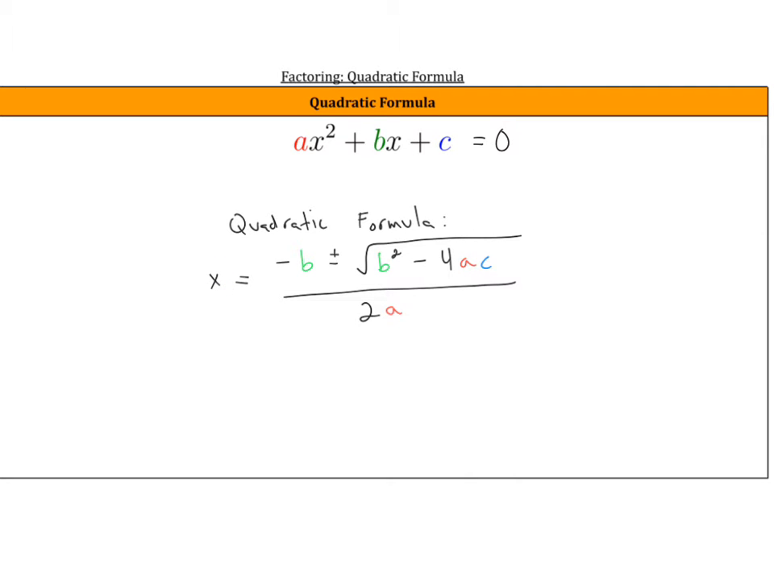Now, keep in mind that the quadratic formula can actually be used no matter what kind of quadratic equation you have. So if you don't know whether or not you can use the magic x, it's okay to go ahead and use the quadratic formula, because at the end of the day, it always works, and we will always get to the same answer as well. Let's go ahead and use this in an example.